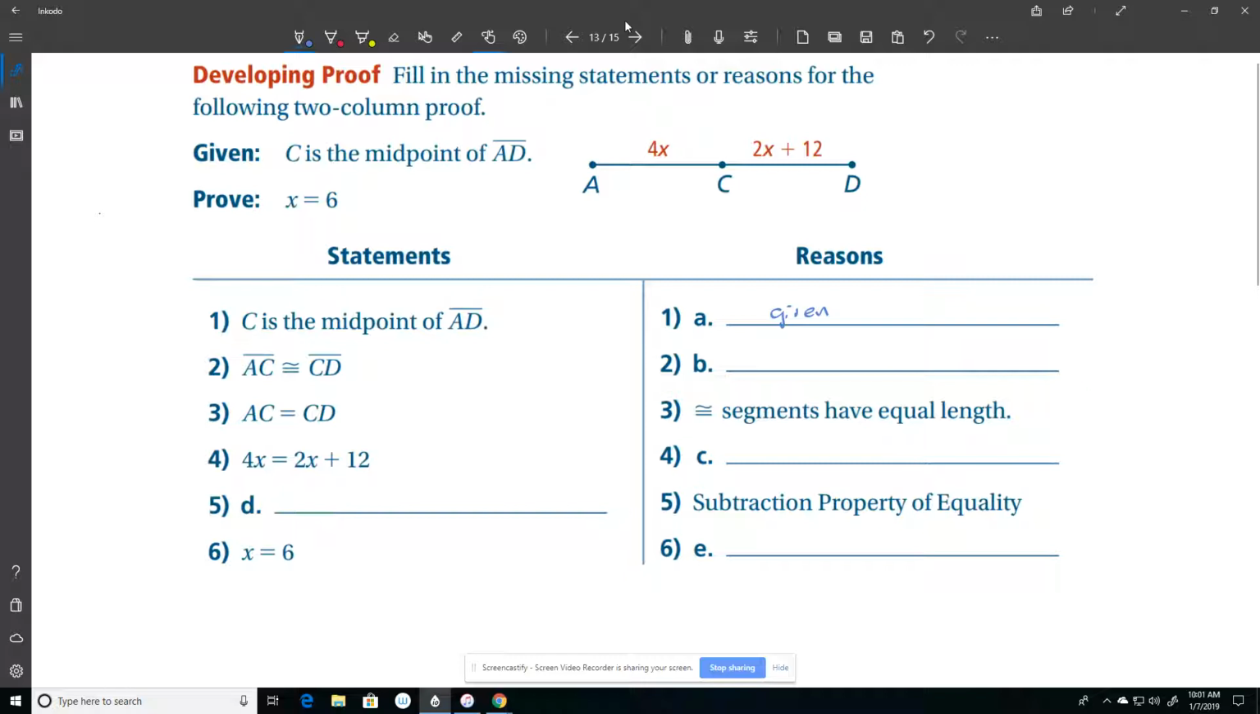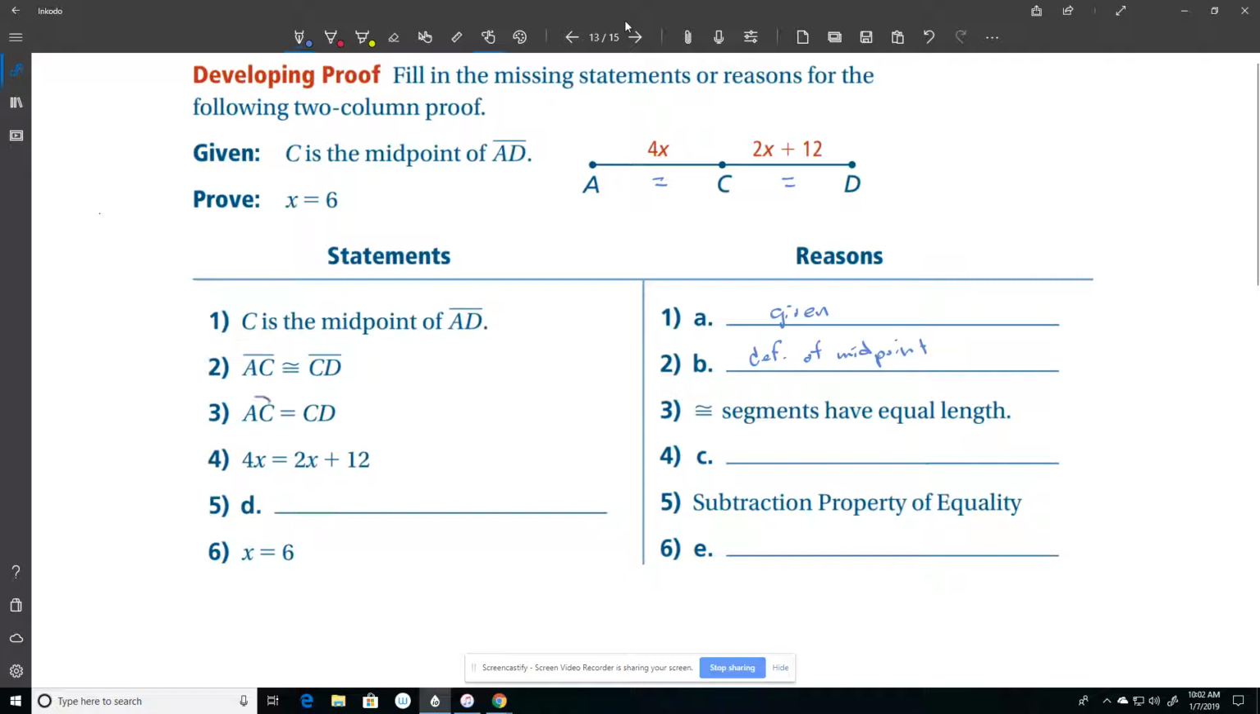Well, it's saying that this piece is equal to this piece, that they're congruent, which is true because of the definition of midpoint. So all I have to put here is that's true because of the definition of midpoint. If C is in the middle, then this side and this side are equal. That's the definition. Then it goes on to AC equals CD, and it gives you the reason that congruent segments have equal length. So if the segments are congruent, then the lengths are equal, which, again, is an obvious one.